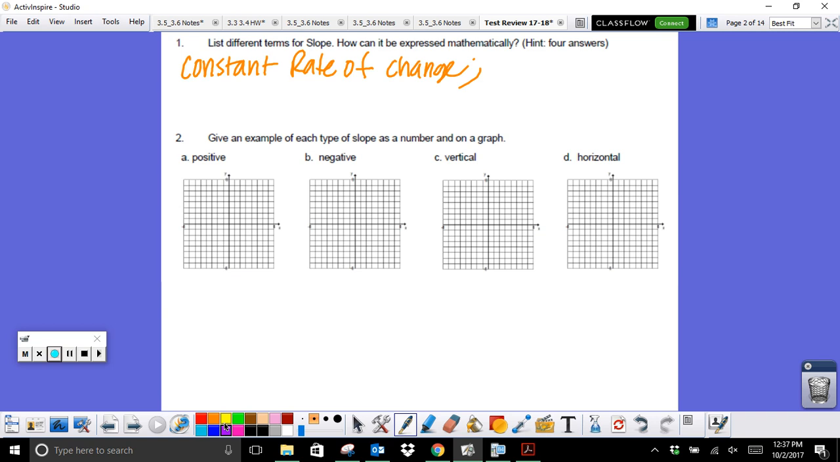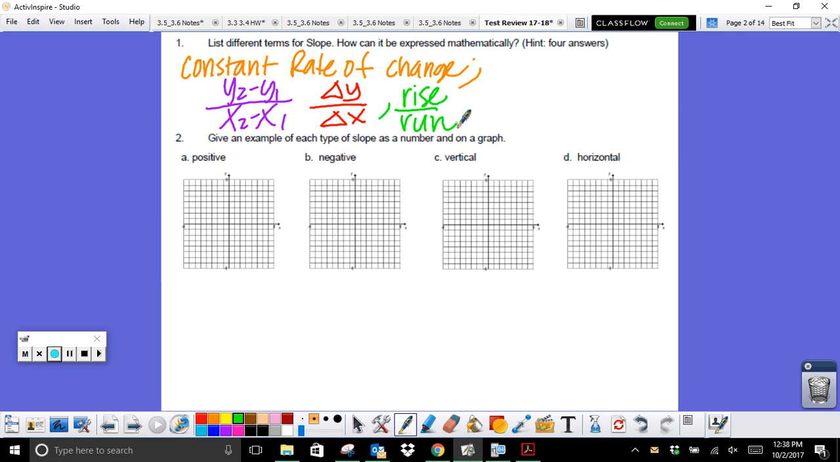Another one is if you're plugging numbers in, you have y2 minus y1 over x2 minus x1. That's going to come from 2 points. All that really means is you're getting the change in y and dividing over the change in x. So that's another way. And then if you're given a graph, the easiest way to get your slope is to do rise over run. So those are the 4 different ways.